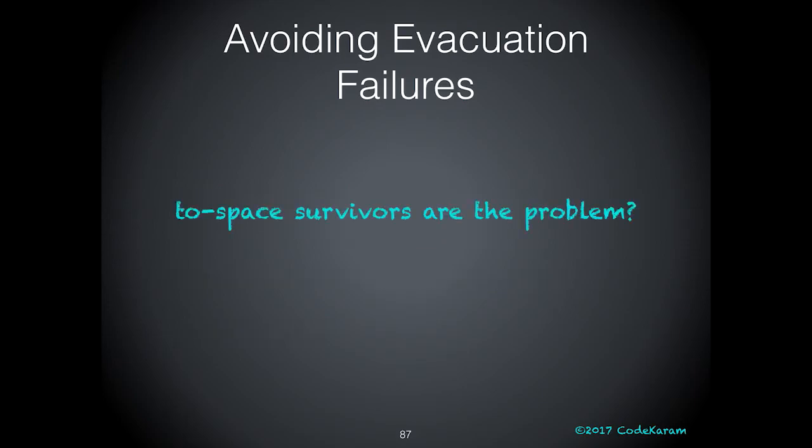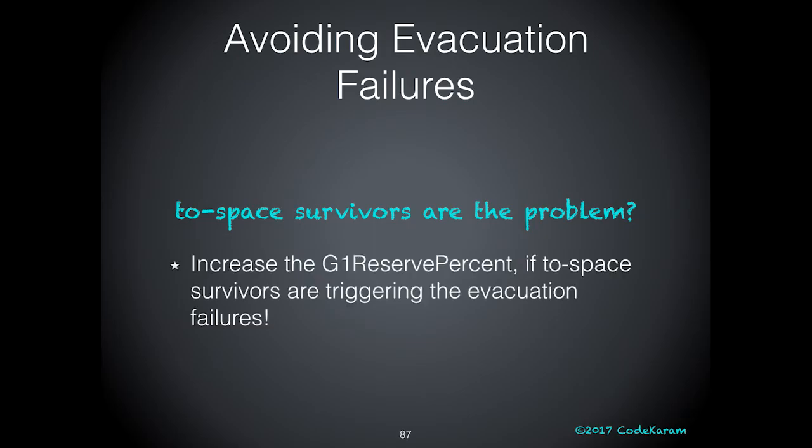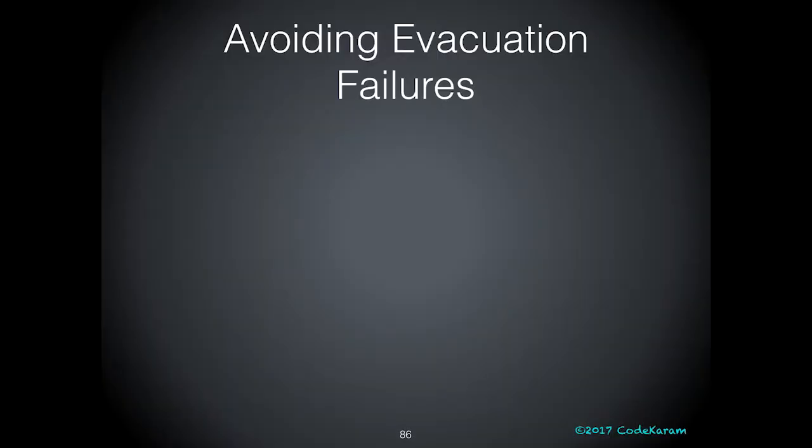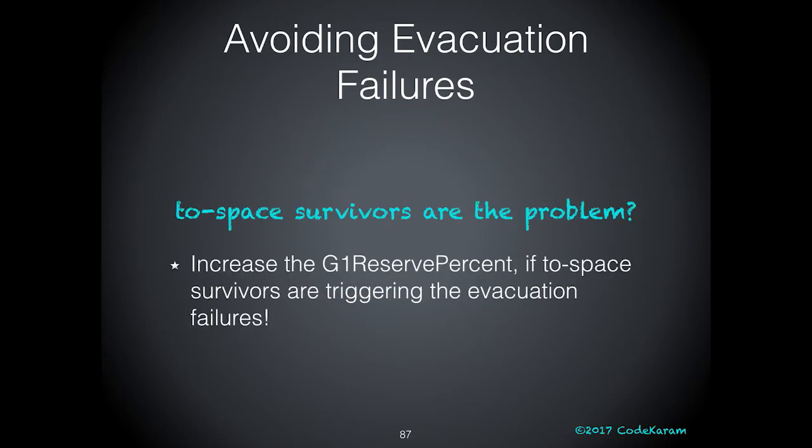Two-space survivors are the problem, which means you notice that you have enough space in the old generation, but your survivor space is the problem. There's something called G1 reserve percent, and basically it's a false ceiling. I think the default is 10%. You can increase it up to 50%, which means it'll allow the region to accommodate more survivors, basically, simple.